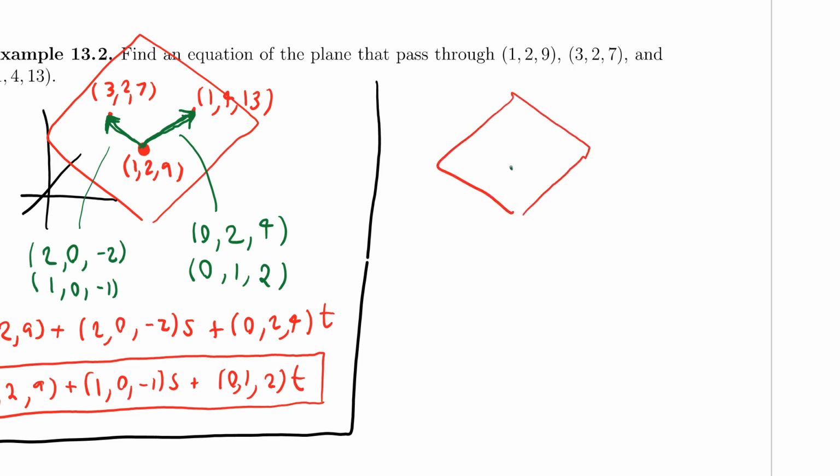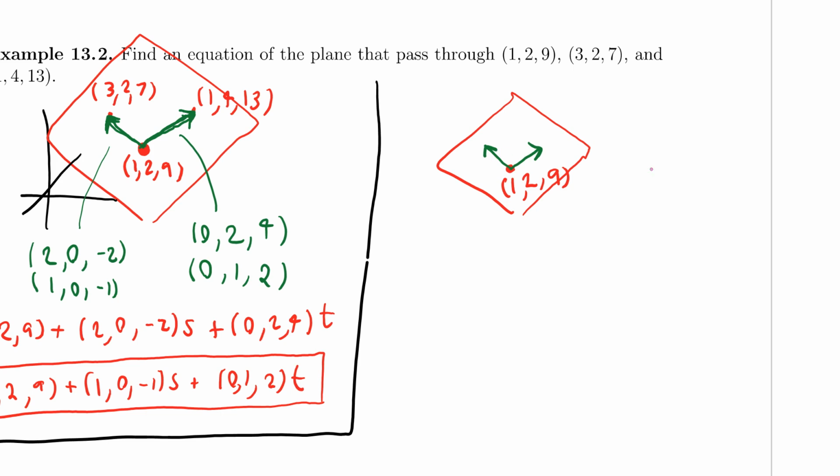Let me redraw it. I have two vectors that lie on the red plane, which is the plane that I want. I have my vector here, I have my vector here, and my point here. This is 1, 2, 9. Now, one thing that we can do is find the cross product of these two green vectors.